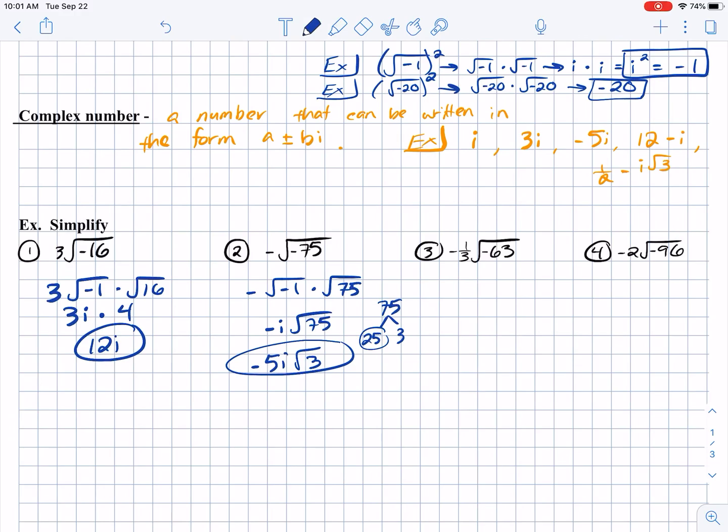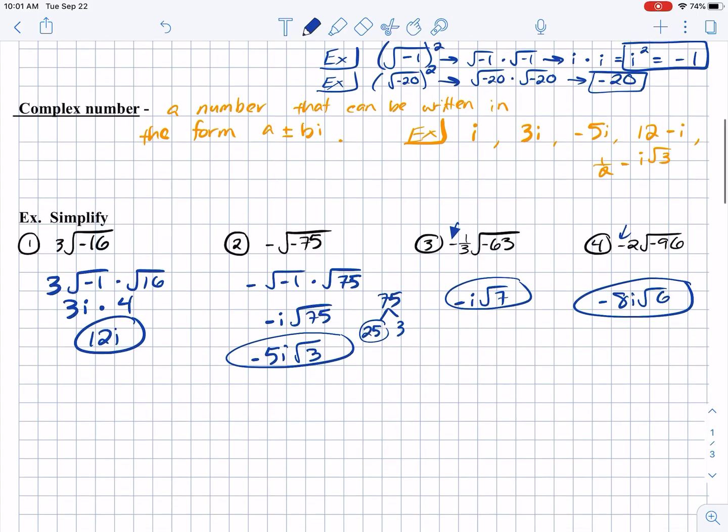Try those last 2 examples on your own, 3 and 4. We'll see what you get when you are finished. Number 3, your solution should have been -i root 7. Number 4, your solution should have been -8i root 6. Okay, you were going to pull out 2 pairs of 2s. There's 2 perfect squares, and 2 times 2 times 2 gets you 8. There's a negative out in front on both because those 2 numbers in front were already negative. Great.